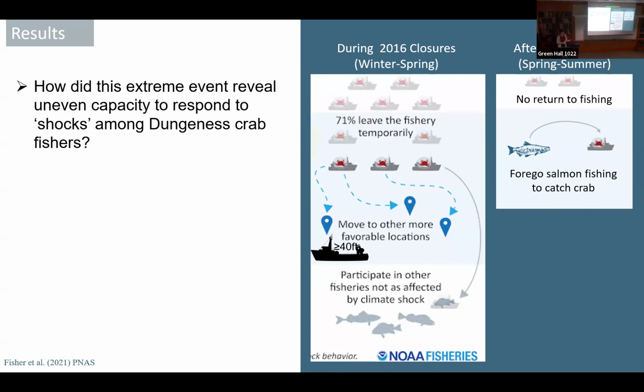And then there are some vessels who ended up choosing to fish for Dungeness crab at the expense of other fisheries that they normally would have participated in at this time of year. For both large and small vessels, that tended to be salmon fisheries that they gave up the chance to participate in, although it's worth noting that the same year had some fishery disasters in salmon as well, so that might have factored into the decision to catch crab instead.